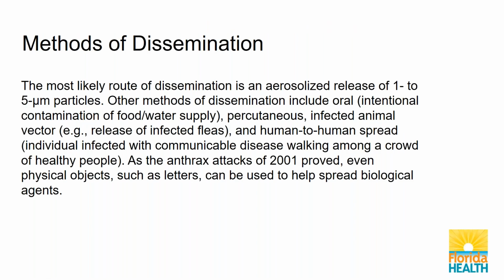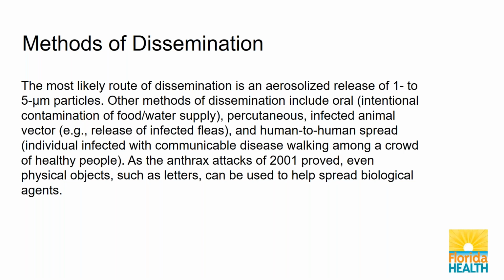Now, as far as methods of dissemination, you have different routes that you can choose to go with. If someone is planning a bioterrorism attack, these are some of their options. The most likely route is going to be an aerosolized release, so you're releasing the particles. Other methods are oral, which is an intentional contamination of food or water supply, percutaneous, an infected animal or vector, like a release of infected fleas, and also human-to-human spread. So individuals infected with a communicable disease walking among a crowd of healthy people.